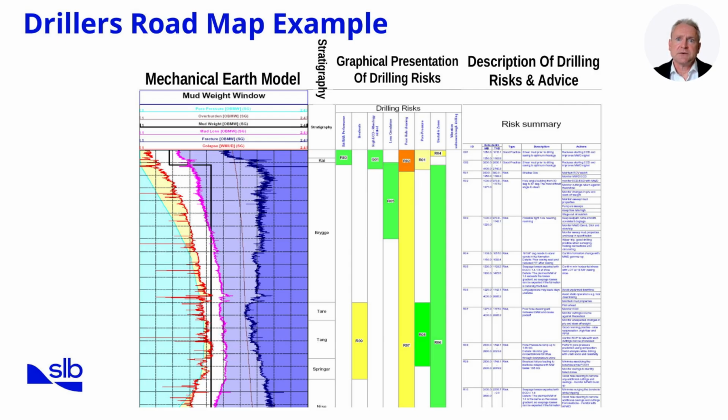On the right-hand side, we see a graphical presentation of risks, alongside descriptive notes and advice. These annotations explain the nature of potential hazards, for example, differential sticking or lost circulation, and outline how they should be mitigated. The purpose of this roadmap is twofold. First, it provides the driller with situational awareness in real time. Second, it acts as a communication tool between the office and the rig, ensuring both parties are aligned on expectations and contingency measures. By converting forecast data into a clear graphical roadmap, we transform complex planning into a practical guide. With this example in mind, we can now move on to examine how forecasts rely on modelling expected performance.